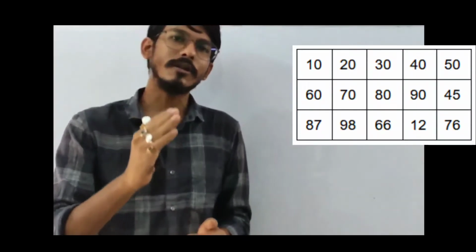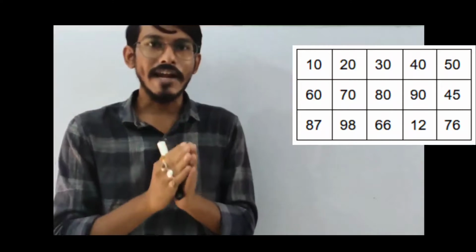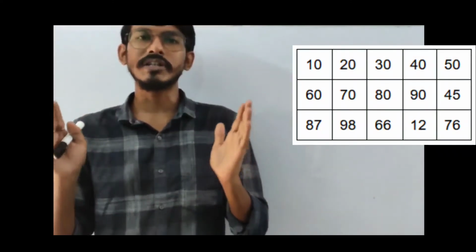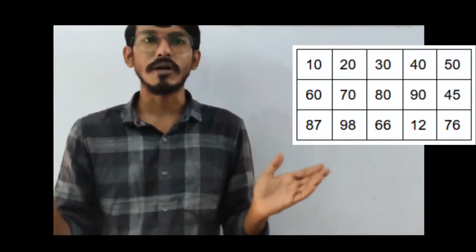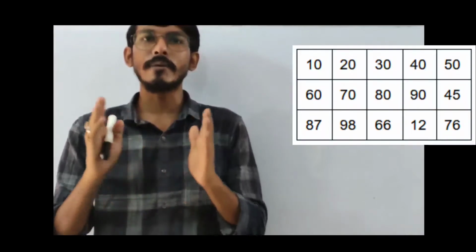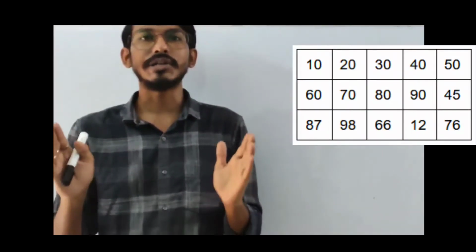So what is a multi-dimensional array? An array having more than one dimension is called a multi-dimensional array. The most used form of multi-dimensional array is the double dimensional array, in which the data is stored in matrix form.